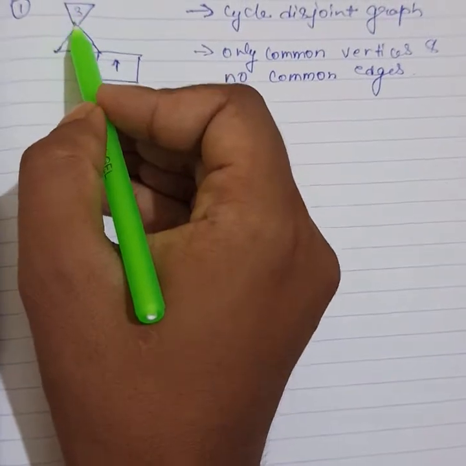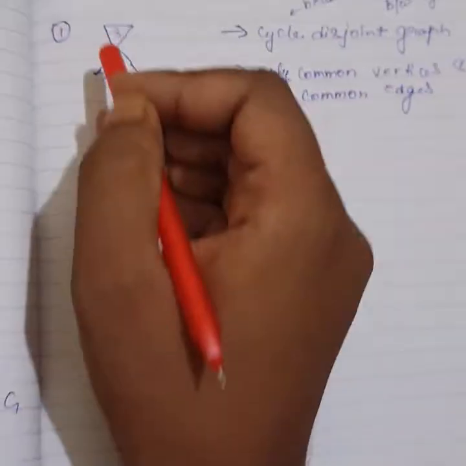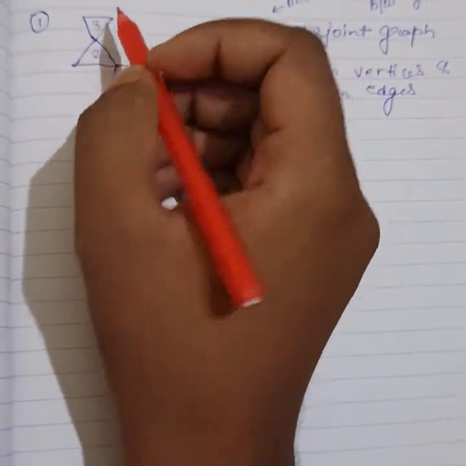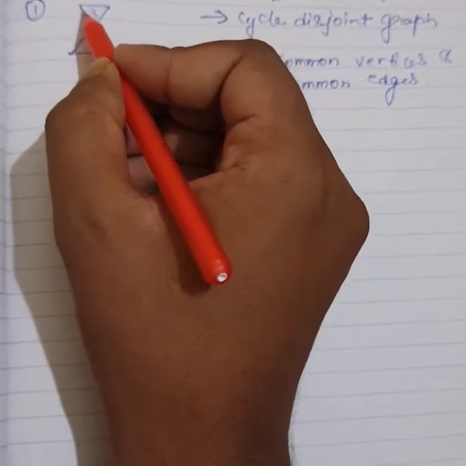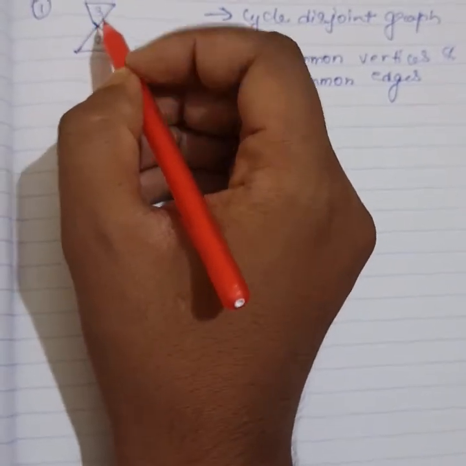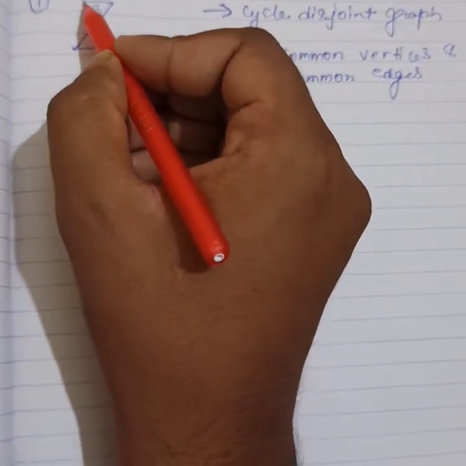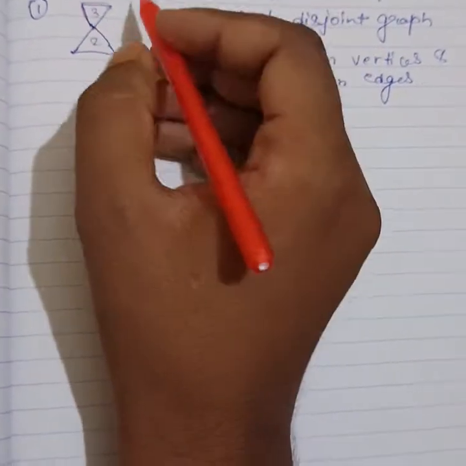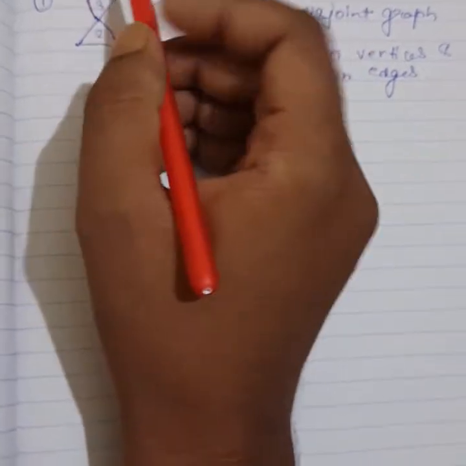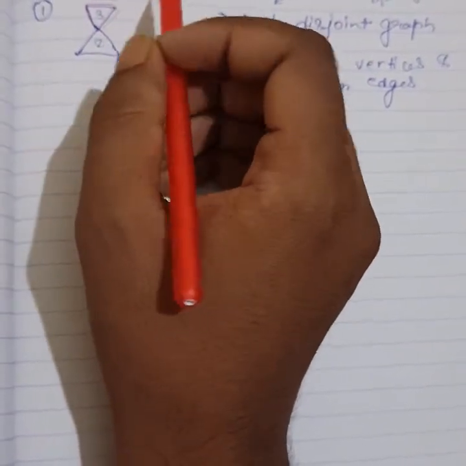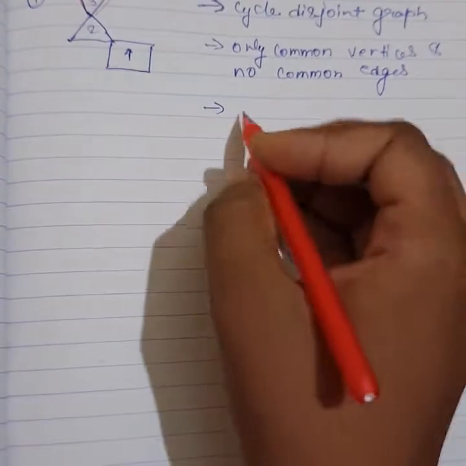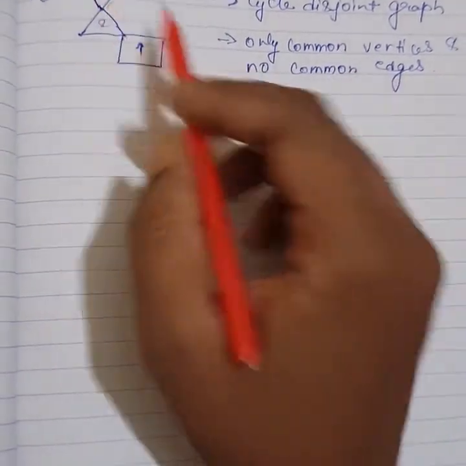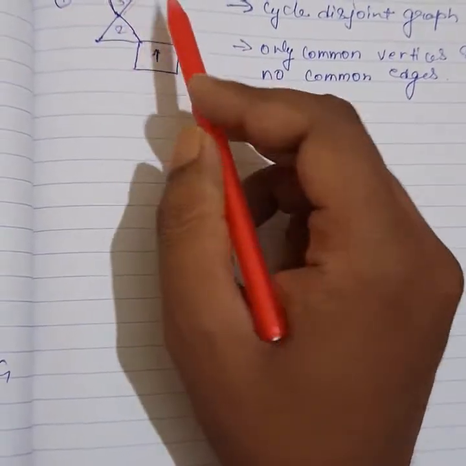So this is our first cycle. In this cycle we can take two edges such that all the vertices are included. Suppose we can take this and this, or this and this, and I think there is no other possibility. So the number of possibilities is 3C2, because the total number of edges is 3 and we can take 2 out of them.